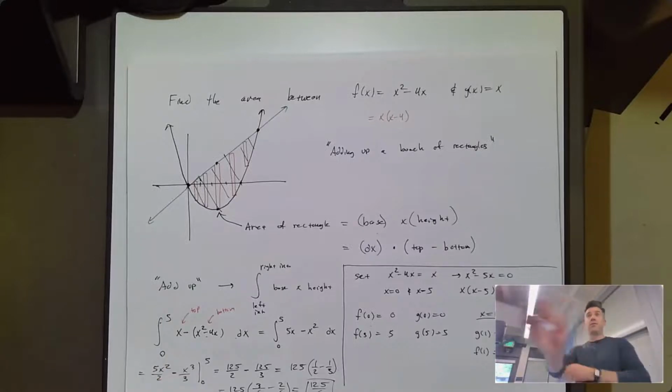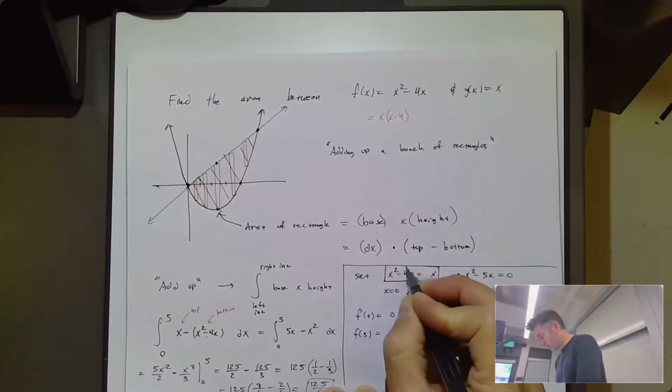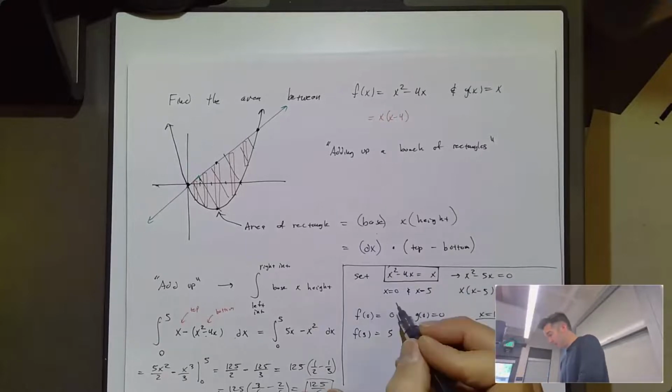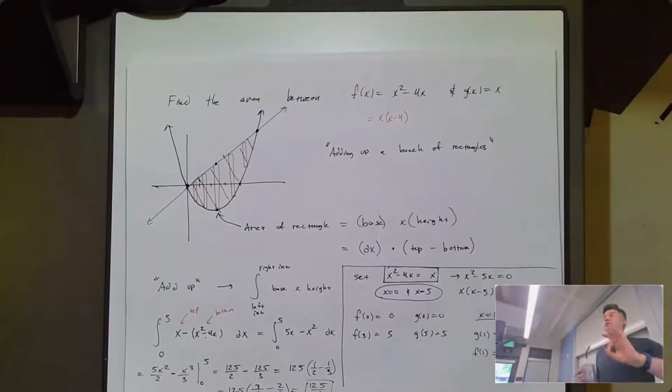Yeah? Where did that 5 come from? The 5 came from setting the two functions equal to each other. So when I set x squared minus 4x equal to x, I ended up getting x equal to 0 and x equal to 5. And that's typically how we find the limits of integration. So specifically, if you're asked to find the area between two curves or bounded by two curves, you have to find where the curves intersect each other.